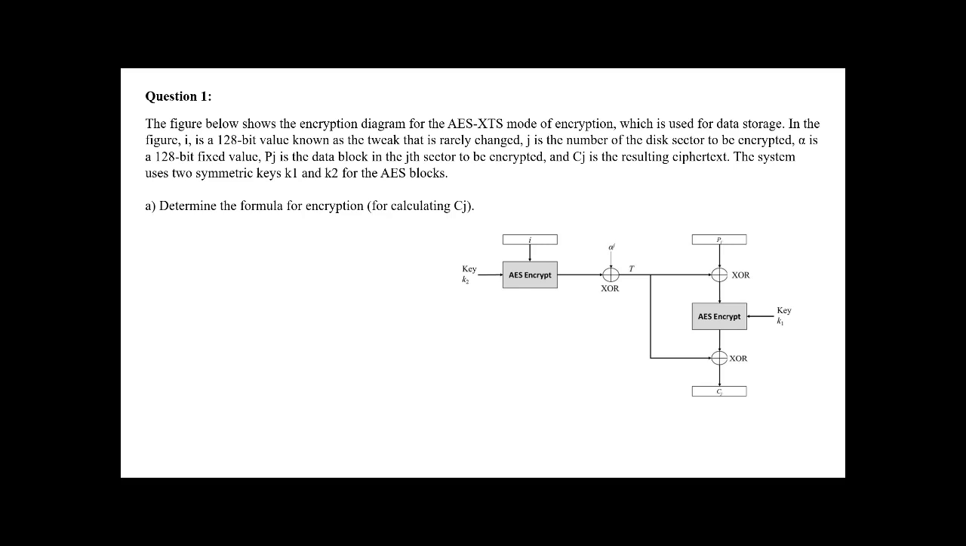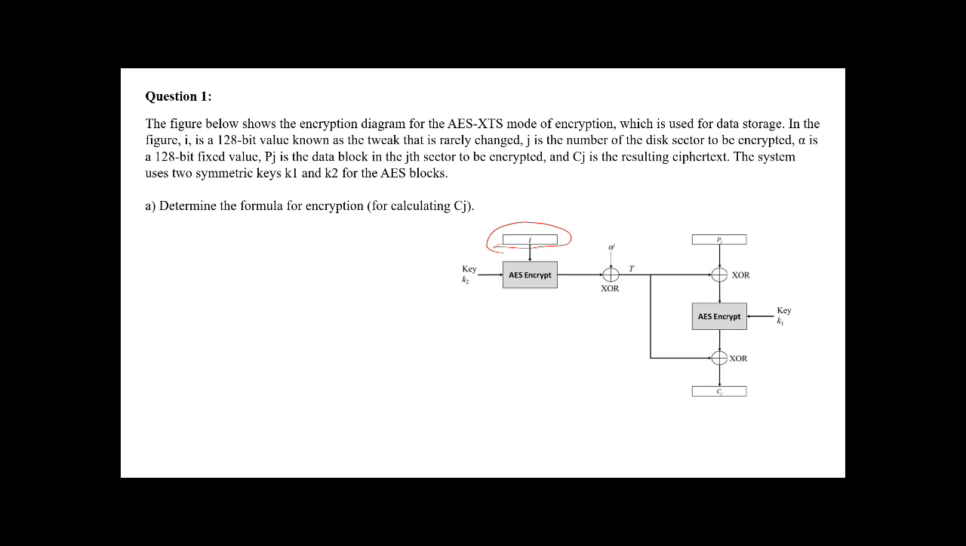So here we have I as the tweak that is rarely changed, and J, which is the number of disk sectors to be encrypted, and we have alpha, which is a 128-bit fixed value, and PJ is the data block in the jth sector to be encrypted, and CJ is the resulting ciphertext. So here we know that this I here is a 128-bit value known as the tweak that is rarely changed. So we can assume that it's a constant.